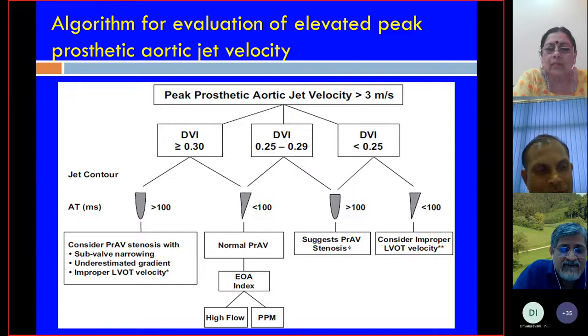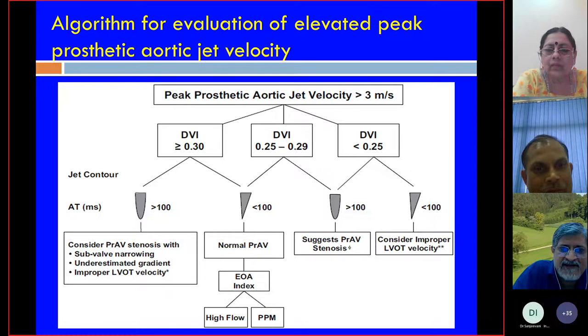Because the DVI, what you get in the mitral valve is first the VTI of the mitral valve, and then you have to come to the VTI of the aortic valve. They are separate cardiac cycles. That is why the DVI of the mitral valve is not a very reliable parameter for assessment of stenosis.